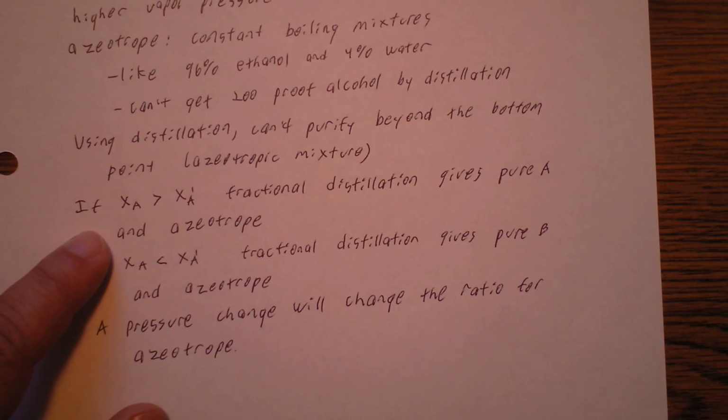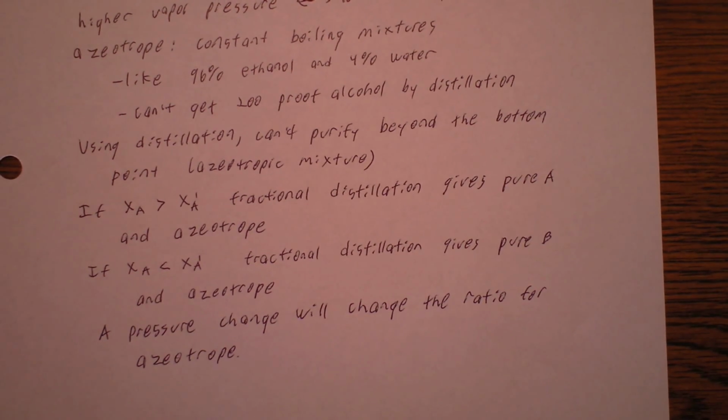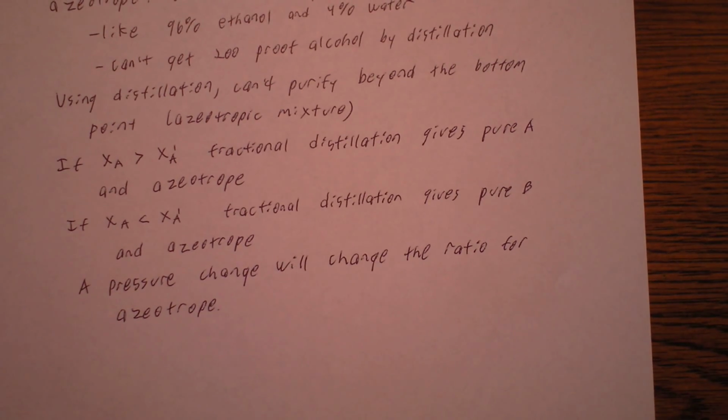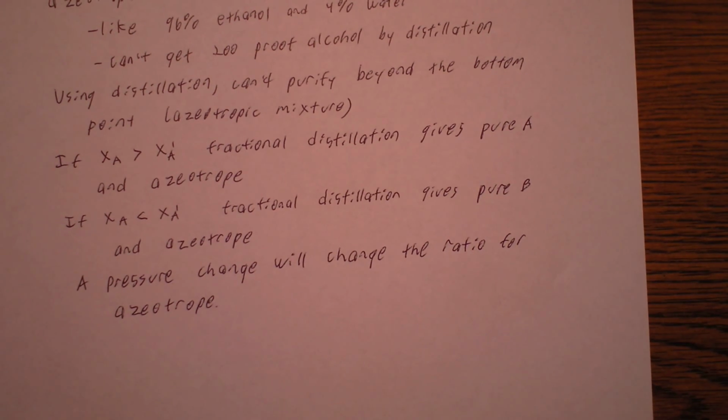Now if the mole fraction of A starts out greater than the mole fraction of A prime, then fractional distillation is going to give you pure A and the azeotrope. If the mole fraction of A is less than the mole fraction of A prime, then fractional distillation is going to give you pure B and the azeotrope.